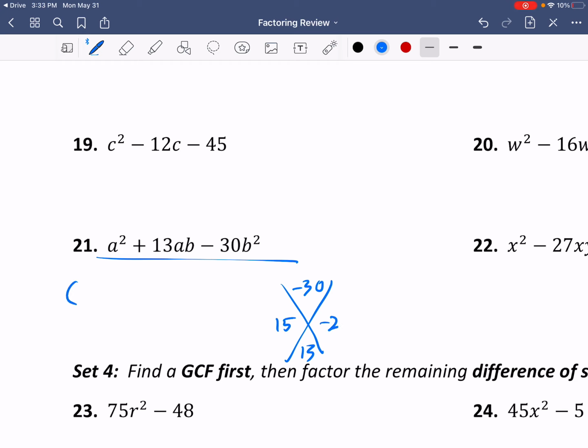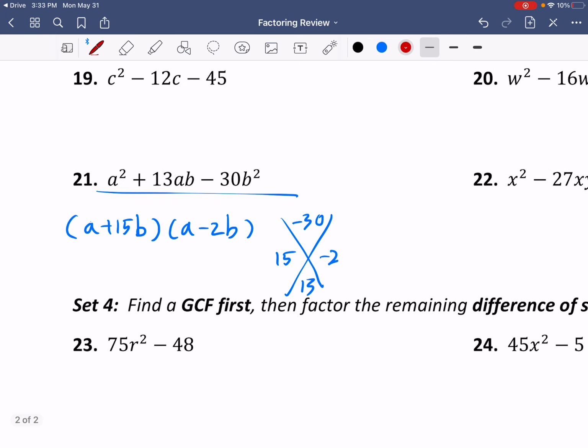Right? So it's going to be a plus 15, a minus 2. But the thing is, this one is a b squared with this b, right? So what you're going to write is b here. Okay? Because technically you would have to write b squared and b here. But the reason that I'm not writing it is it can be confusing. That's why I didn't write it. So that's how you do it.